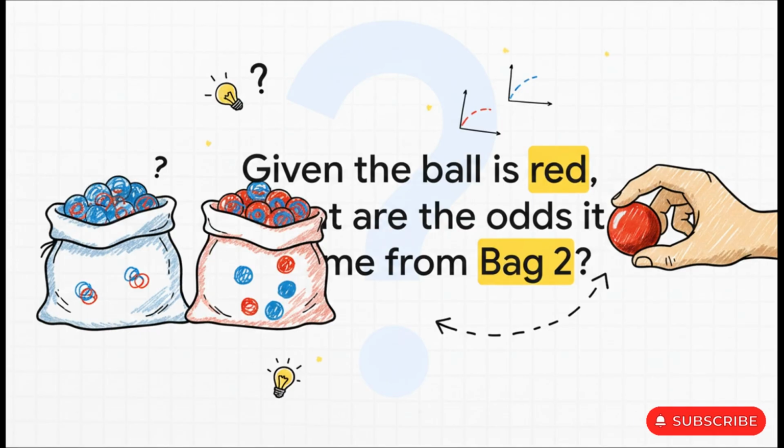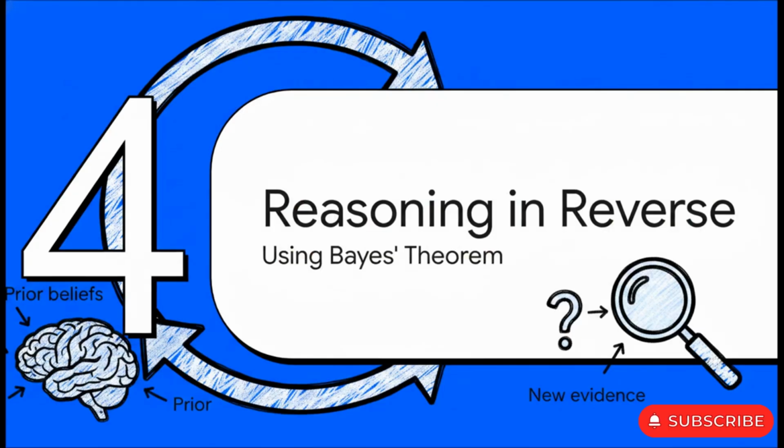See what we're doing? This is reasoning in reverse. We have the final outcome, and now we want to figure out the likelihood of the path that actually got us here. So, how in the world do we do this?